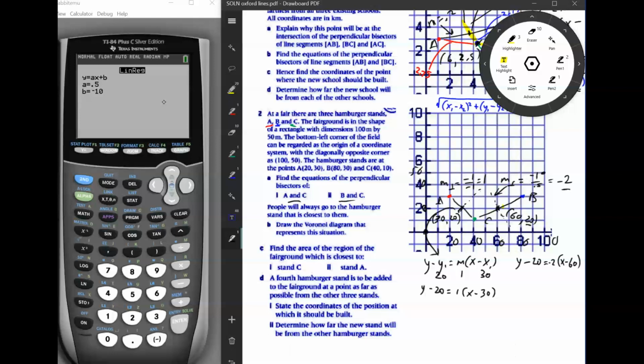You notice that we can just leave it in the point slope form, the point gradient form, because it doesn't say what form they want it in.